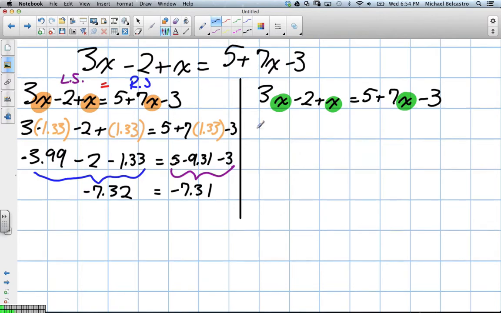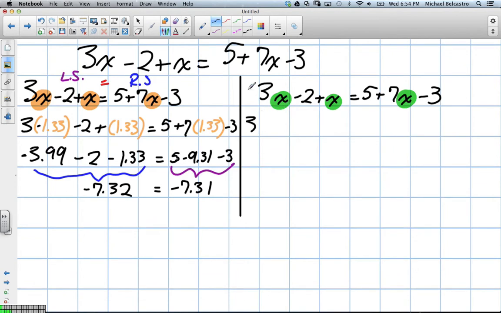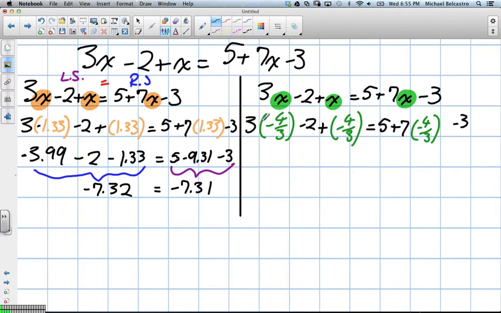When we use our fraction, which is going to be negative 3 over 4, we have to remember our fraction rules. So hopefully you remember them. This is negative 4 over 3, because I'm going to go through it quickly to speed this up. Negative 2 plus, this is negative 4 over 3. Now this is a little more complex because you have to deal with the fractions, but in the end it will be far more accurate. Okay? Minus 3.